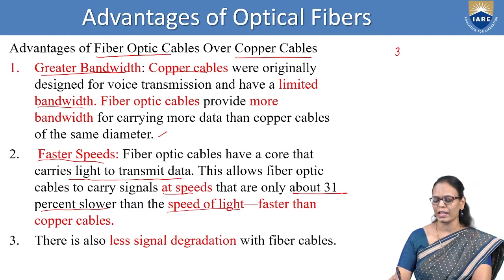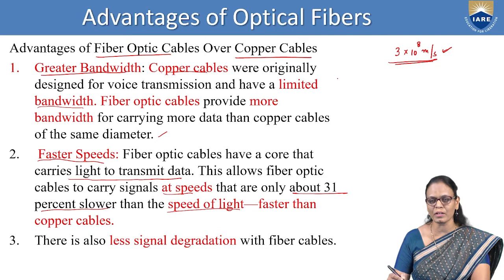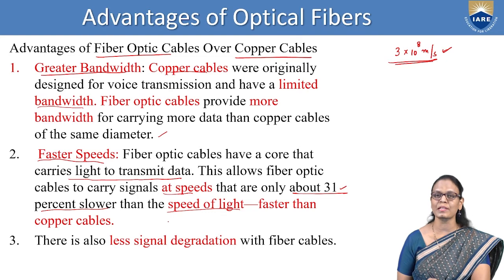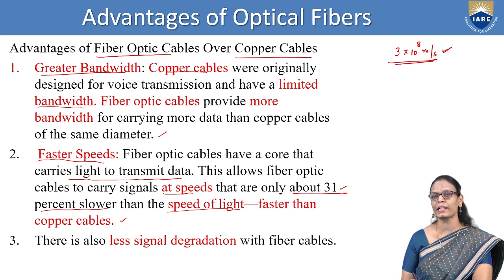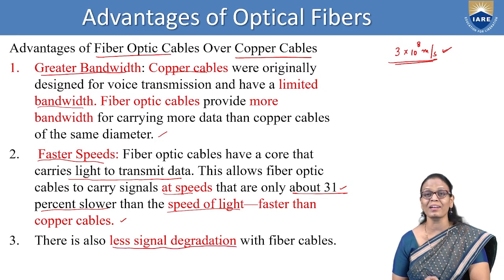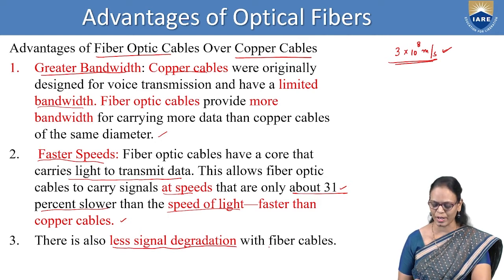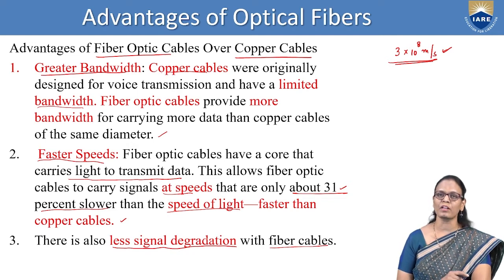We know the speed of light is 3 times 10 to the power 8 meters per second. And when we are using this light as a carrier for the signal, obviously the signal also has to travel at this speed, but due to certain losses, the reduction in the speed of the signal is only about 31% slower than the speed of light. It is faster than copper cables. Then there is minimum signal degradation with fiber cables, meaning the loss of signal due to distortion is very less in optical fiber cables.